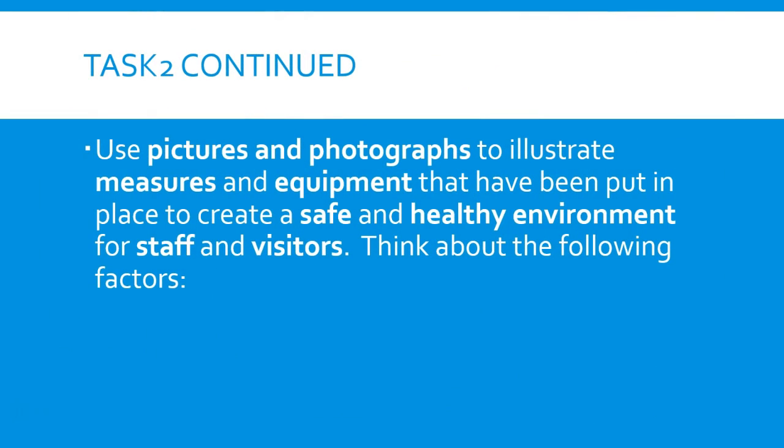Basically, we want you to use pictures and photographs to illustrate measures and equipment that have been put in place to create a safe, healthy environment for staff and visitors. Think about the following factors. Get some photographs, have a look at what's around you, have a look at the measures that have been put in place, and describe what's going on. Look at what's already been put in place within the local environment, what's actually happened within the college. What have they put in place to make you feel safe?